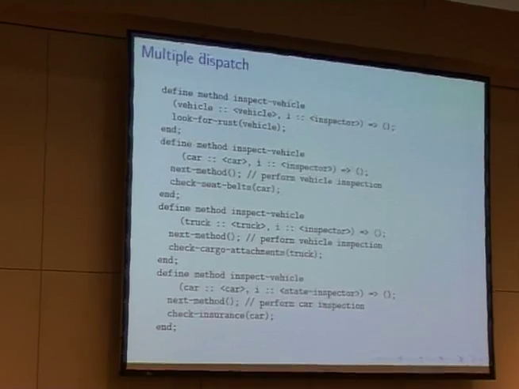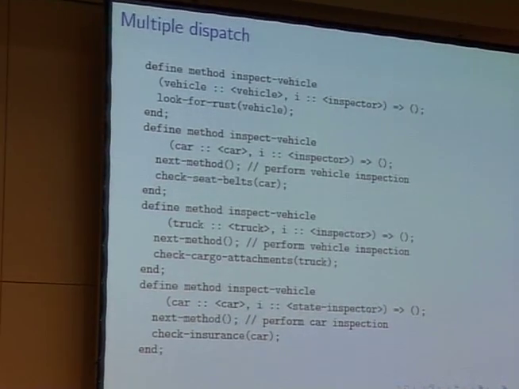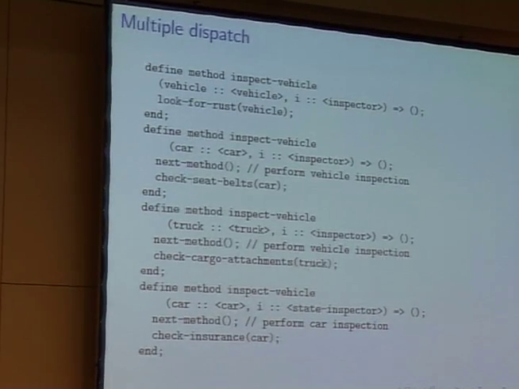So in that example, we have an inheritance structure for vehicles which knows about cars and trucks, and I have inspectors and I have state inspectors. What happens is that when I call a generic function, it chooses the most specific method. That means the method which most closely resembles what I actually passed to the function. The next method calls the less specific method.